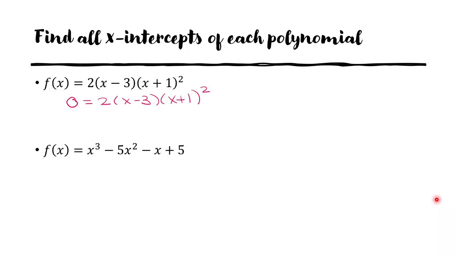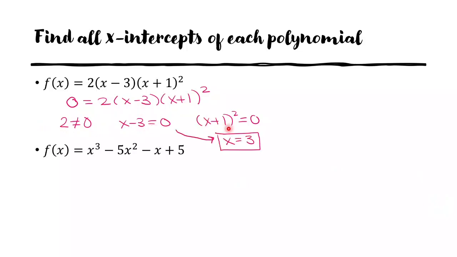So my first example, I'm going to plug in 0 for y, and I get 0 equals 2 times x minus 3, times x plus 1 squared. This polynomial is actually already in factored form, so I can set each of those factors equal to 0. Now this 2, this GCF of 2, that actually doesn't give me any x-intercepts because 2 cannot equal 0, so we could just ignore it. We don't have to write that down. But x minus 3 could equal 0, or x plus 1 squared could equal 0.